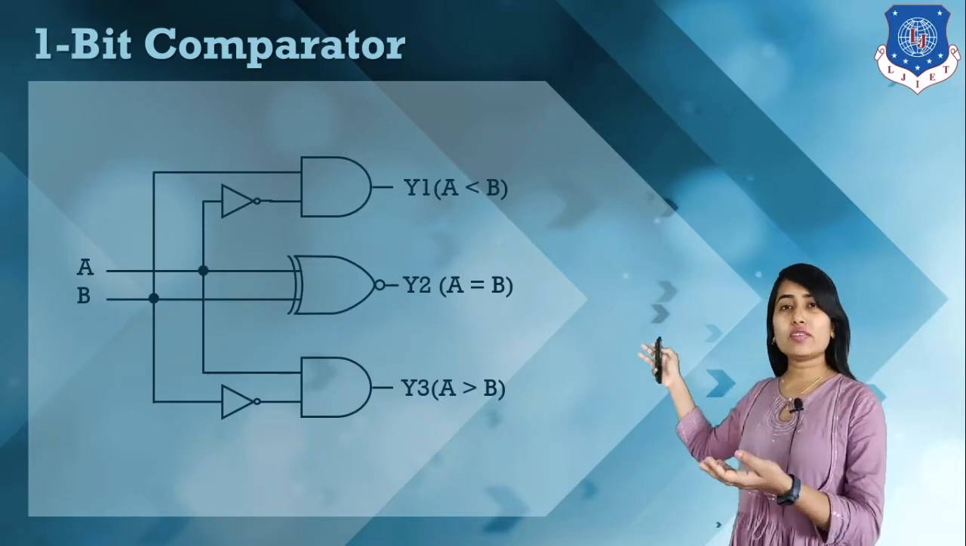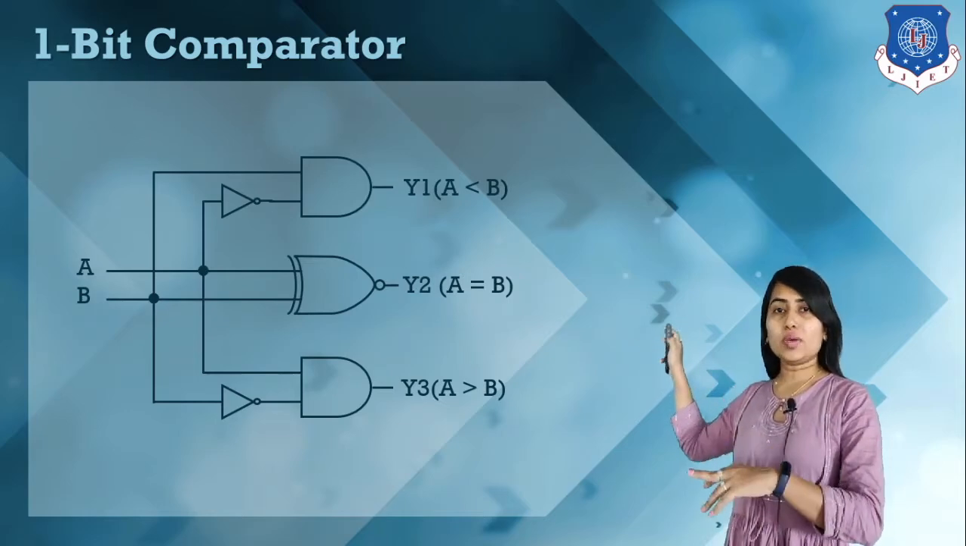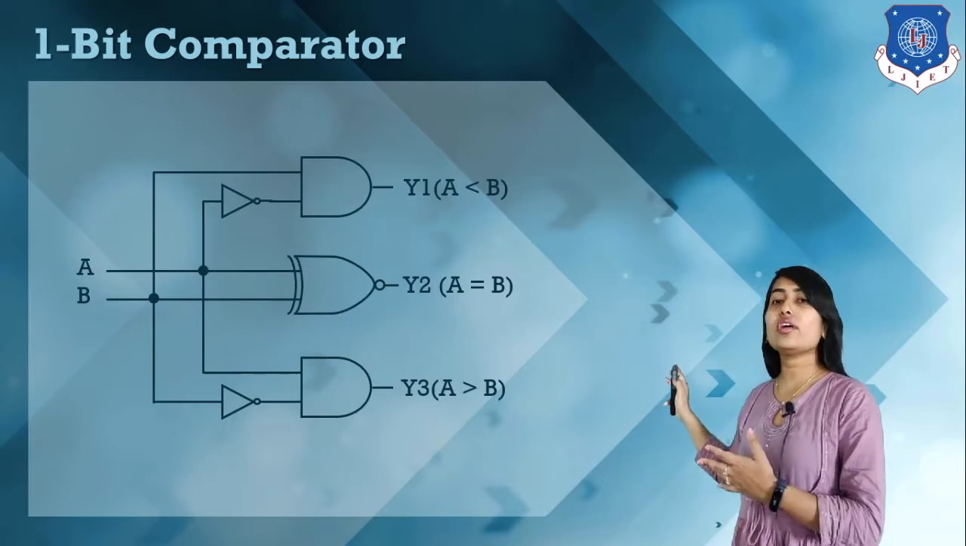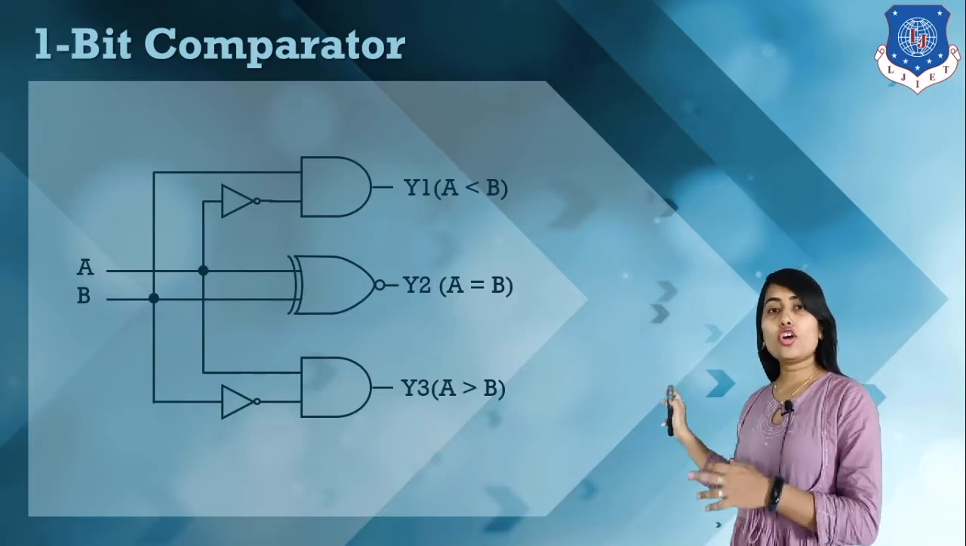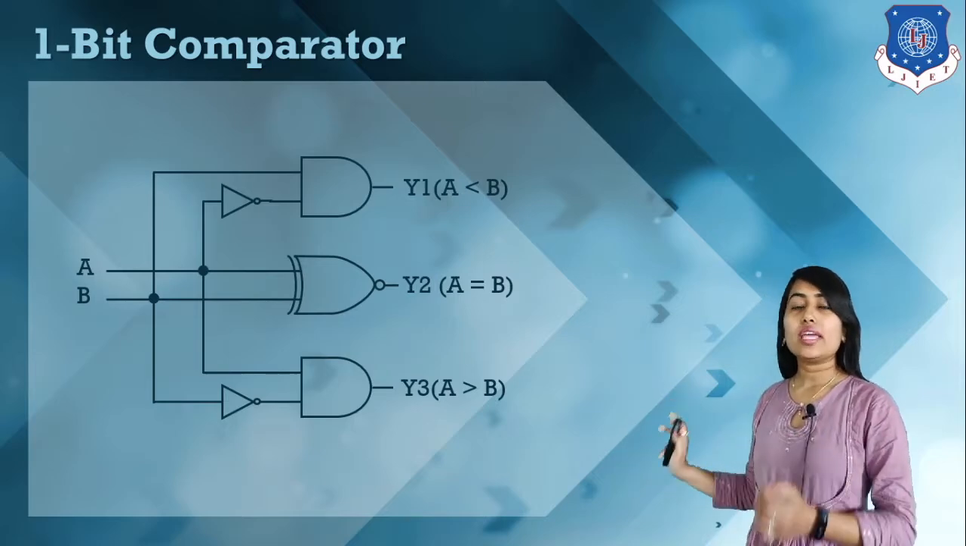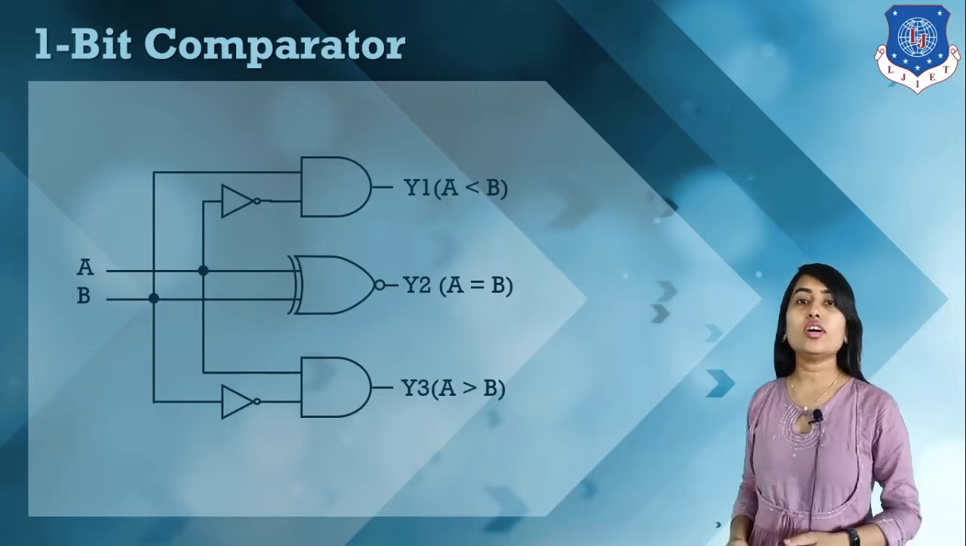Here we have an AND gate: A' B for y1. Then for y2 we use an XNOR gate, so here we have A XNOR B. And here we have the AND operation between A and B'. Okay, so this is our 1-bit comparator.